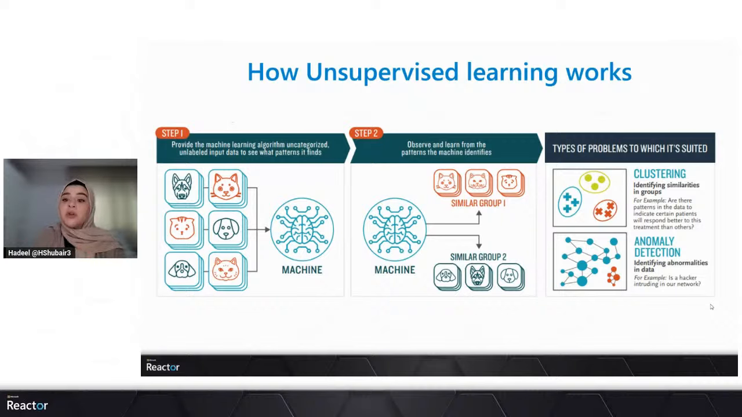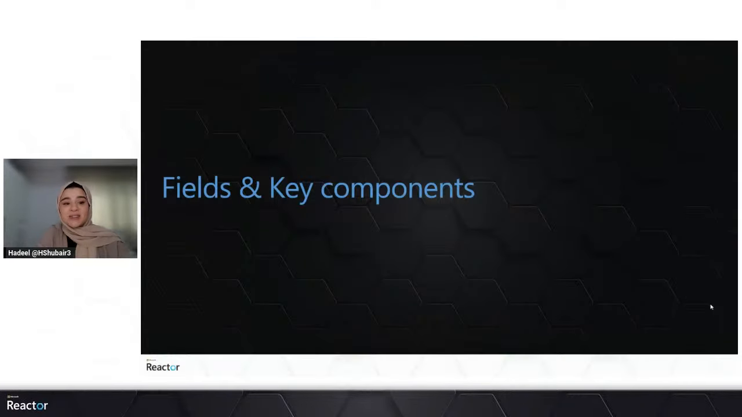With unsupervised learning, the most common problem it's suited to is clustering, such as identifying similarities in groups, and even detecting anomalies like fraud detection and much more, like hackers in banks and such. So this is how supervised and unsupervised learning work.